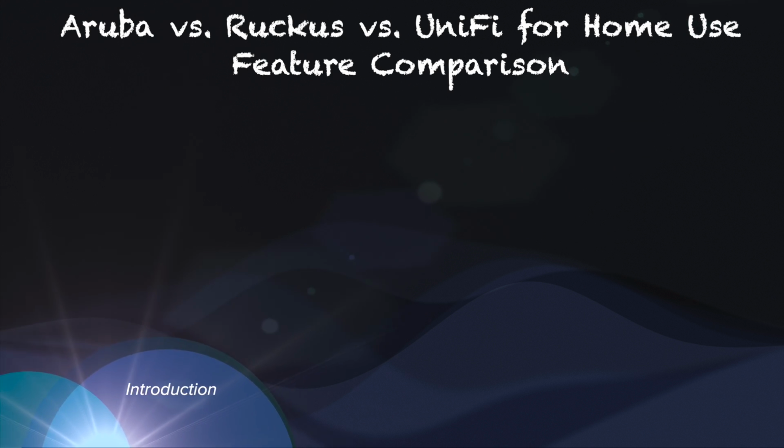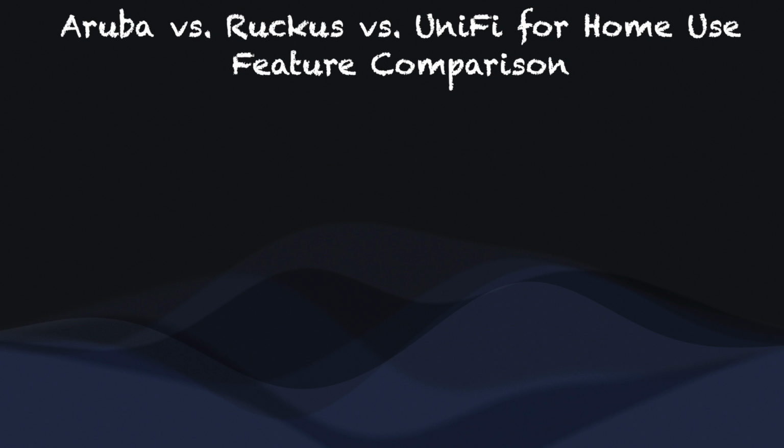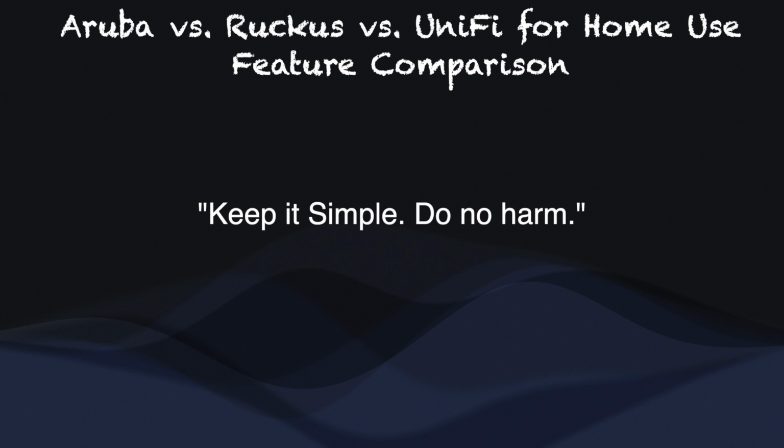For each of the systems, the following OS firmware versions are used, which are the latest versions at the time of this recording. All three system setups consist of more than 2 access points to experience a multi-AP setup. As a disclaimer, I am just a home user and network hobbyist, so there are many features that I haven't touched and do not even know what they do. In general, my network setup motto is: keep it simple, do no harm.